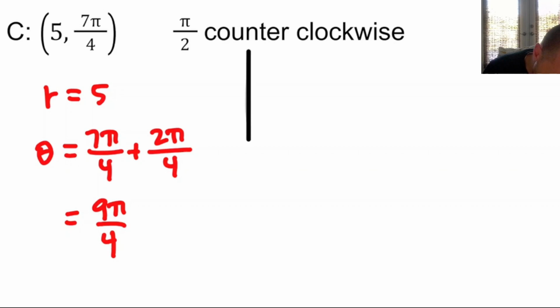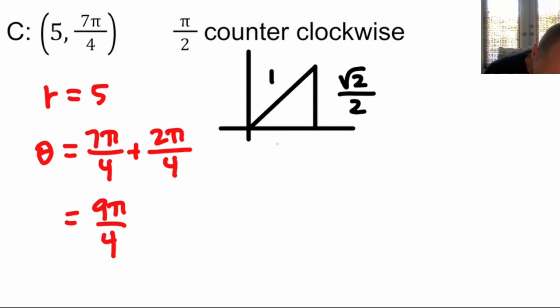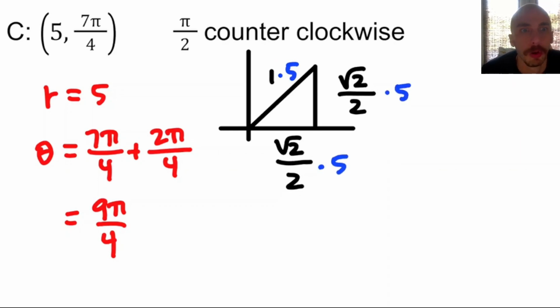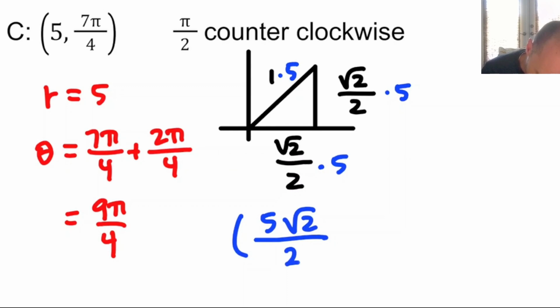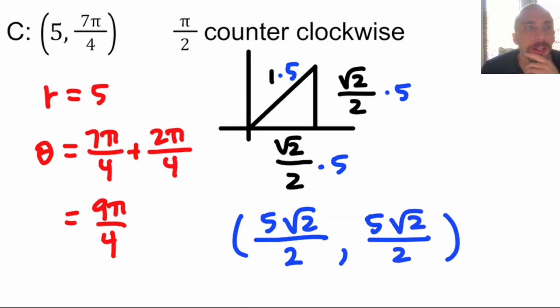So I'm going to say, all right, and maybe this time I'll do it with a triangle method. We've got pi over 4 here, 9 pi over 4 now. And originally it was 1 and root 2 over 2 and root 2 over 2. But now I'm scaling this up by a factor of 5. So my x and y coordinates will be 5 root 2 over 2 and 5 root 2 over 2. I feel like we've had one similar to that. Oh, it was negative 5 and negative 5 root 2.